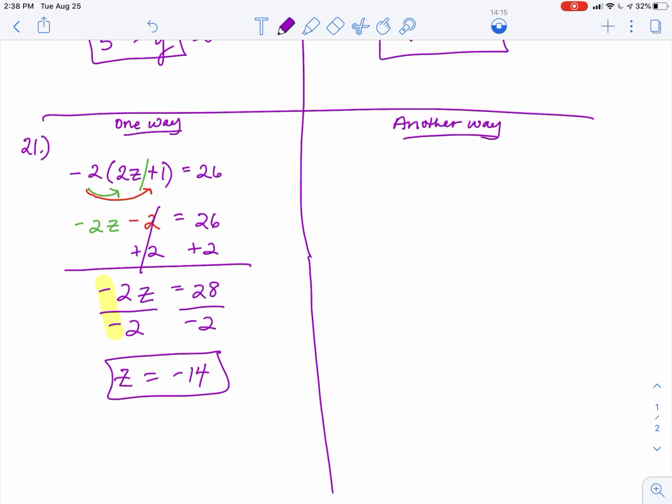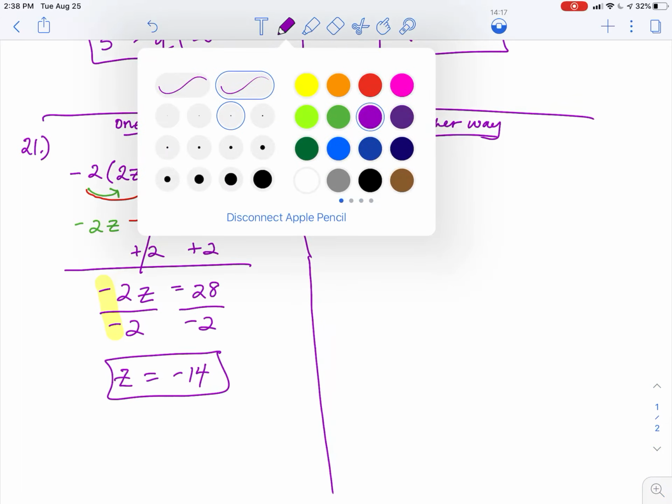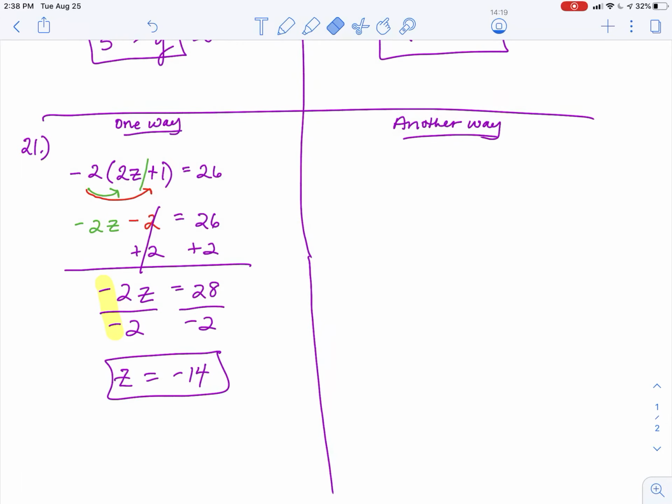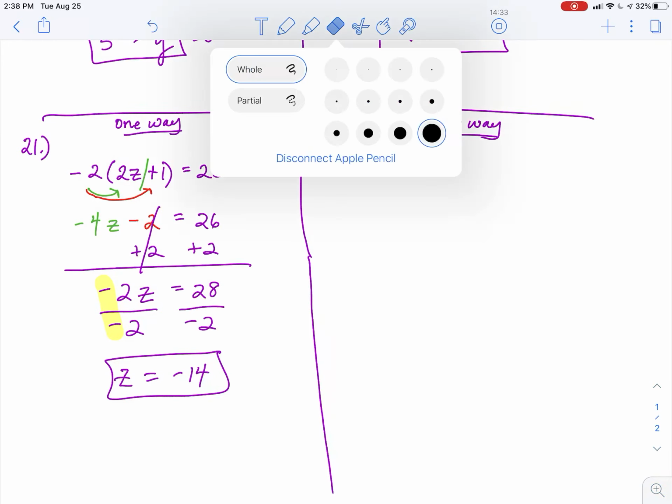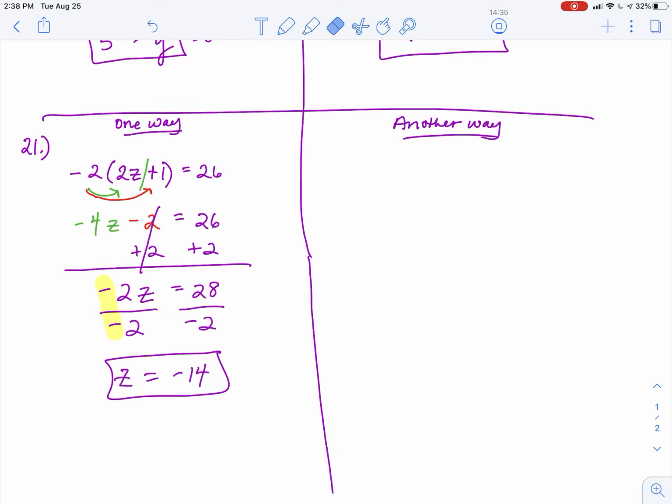Oh, gracious day. You guys are probably screaming over there, Mrs. Quigley, you didn't multiply correctly. Thank you for catching that. This should be a 4. -2 times +2 is a -4. Okay, so let me fix that error. I'm so sorry, you all. I'm sure that, where's my eraser? Here we go. I'm sure that if you were with me, you would have caught me on that. Let's fix that.